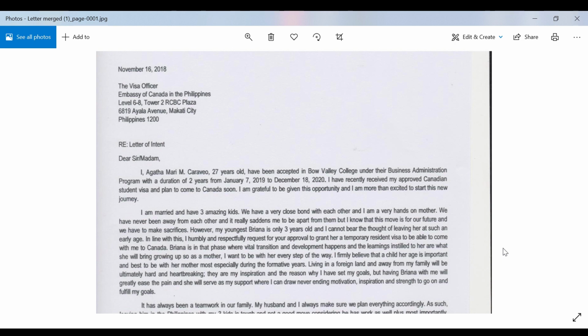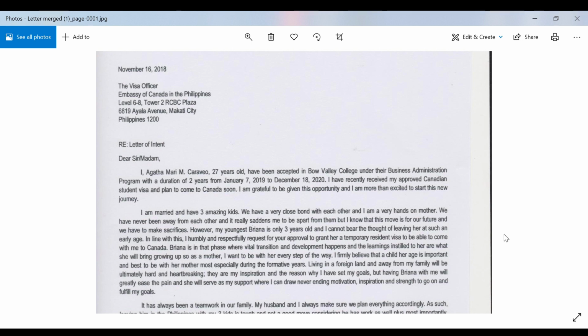Brianna is in that phase where vital transition and development happens, and the learnings instilled to her are what she will bring growing up. So, as a mother, I want to be with her every step of the way. I firmly believe that a child her age is important and best to be with her mother, most especially during the formative years. Living in a foreign land and away from my family will be ultimately hard and heartbreaking.